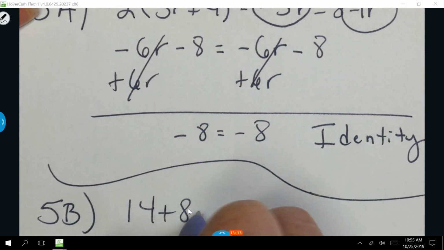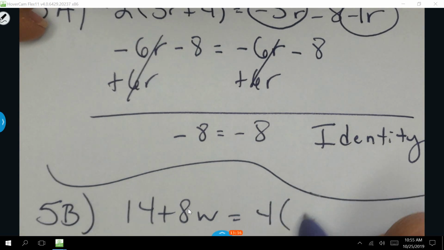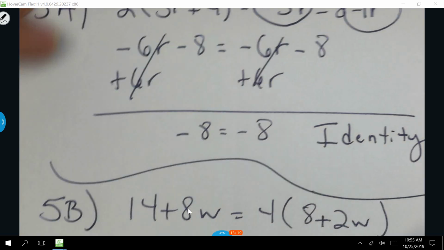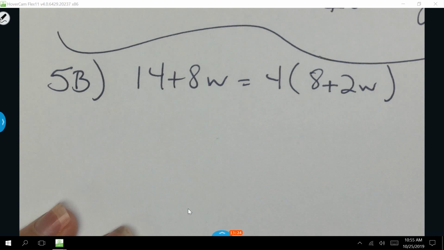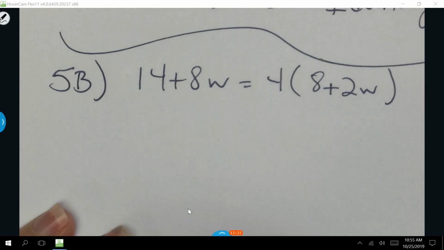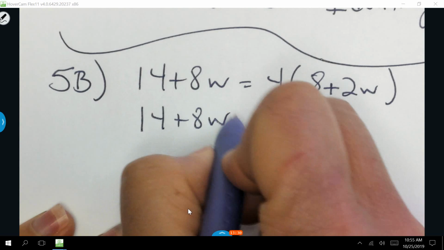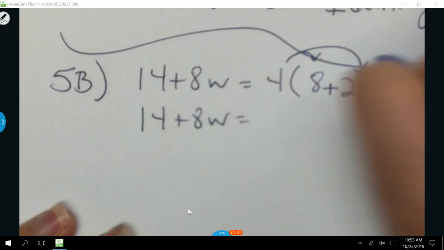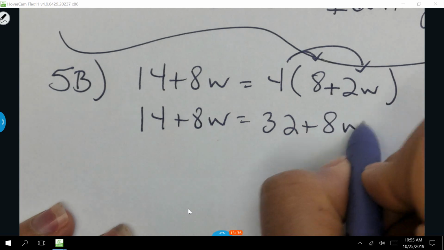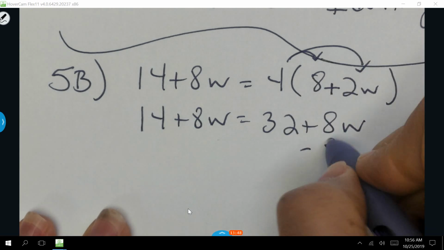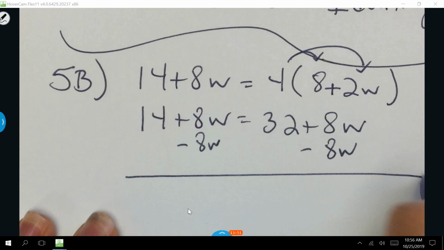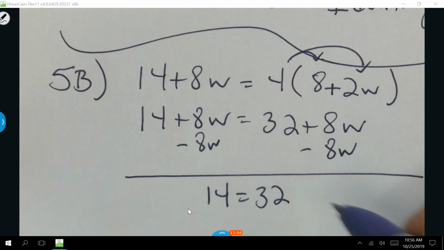We have 14 plus 8w equals 4 times the quantity of 8 plus 2w. Did I write that down right? So there's nothing to do on the left-hand side except recopy. And on the right, we're going to distribute the 4. So we have 32 plus 8w. Again, sticking with the whole, get rid of your variable terms first. What are we going to subtract from both sides? 8w. So we subtract 8w from both sides, and you get 14 equals 32.